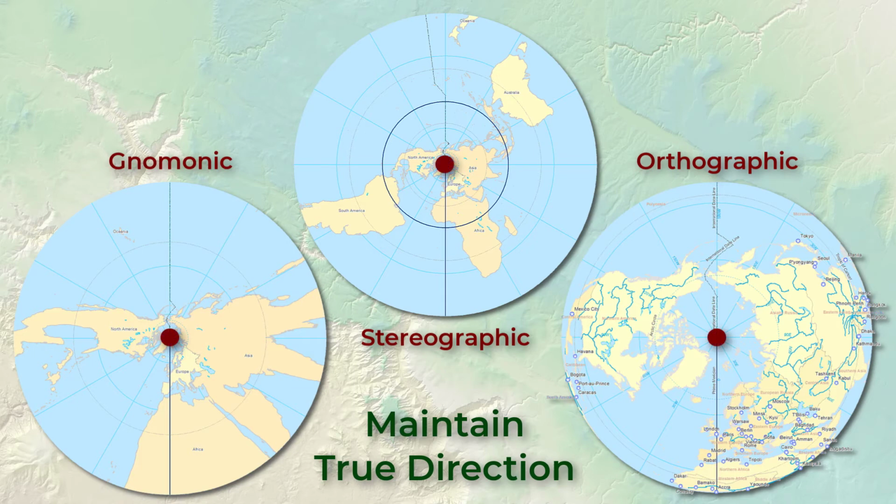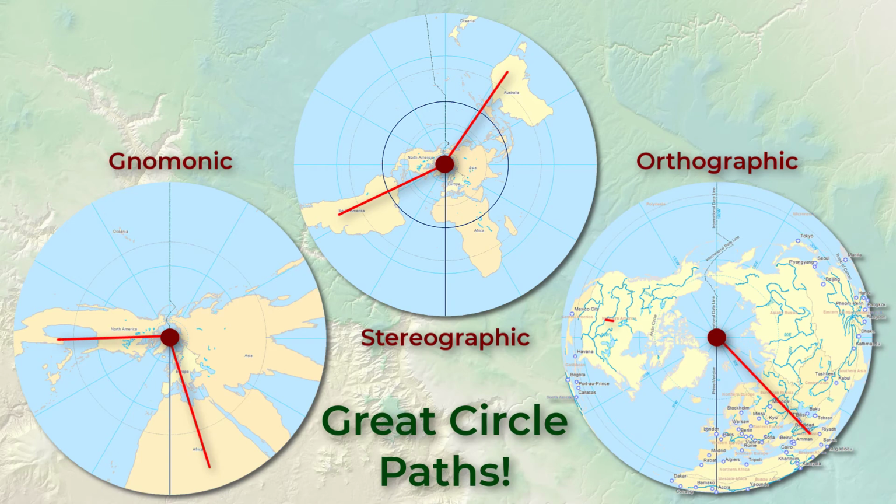And by this I mean that if you put a ruler starting at that point of tangency and aimed it at any point in the map, the straight line that connects those 2 points is the true direction from that point of tangency out to that point. So these are basically the great circle paths to get there.